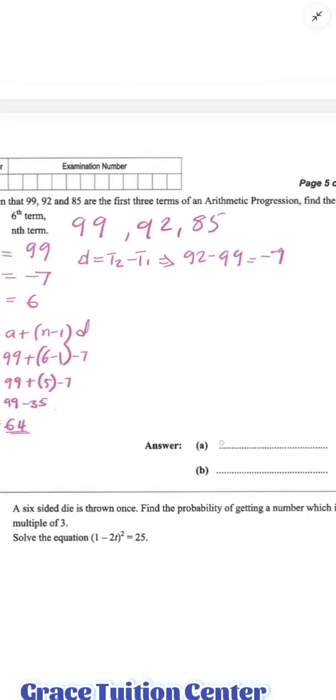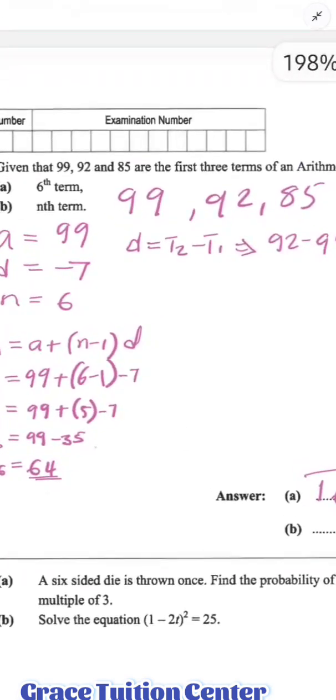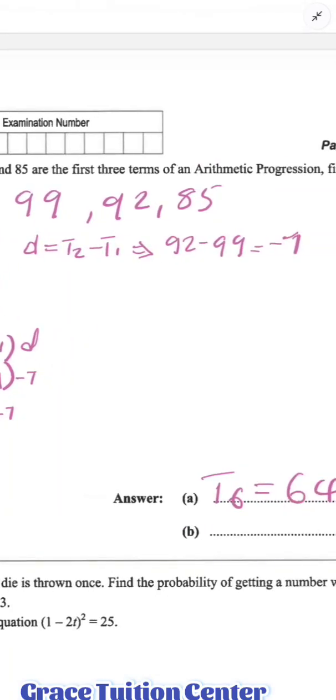So we can come here on the answer space and write T6 is 64. What this means is that if you continue subtracting 7 from these numbers, 99 minus 7 is 92, 92 minus 7 is 85, 85 minus 7, it will keep on giving you numbers. By the time you reach the 6th number, it is supposed to be 64. So T6 means that the 6th number in this sequence is actually 64. Are we together? Yeah, so let's proceed and work out the next question.